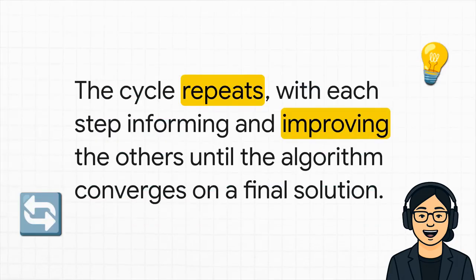By cycling through these steps over and over, the algorithm is simultaneously learning the clusters and the best way to look at them. It's this powerful feedback loop where better guesses lead to a better view, and a better view leads to even better guesses until it all settles into an excellent final solution.